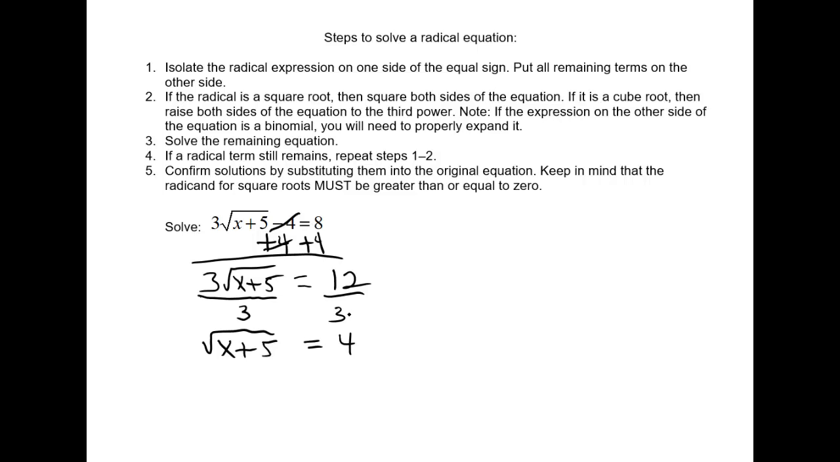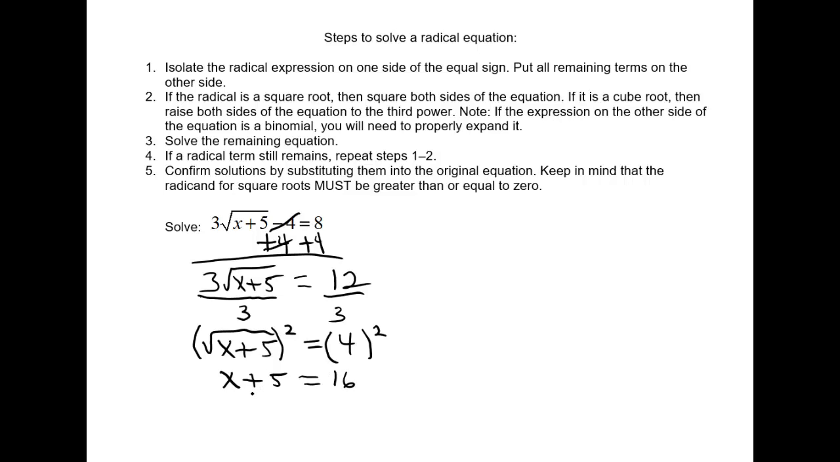Step 2, if the radical is a square root, then we're going to square both sides. So now, since we're dealing with the square root of x plus 5, we square both sides. So that gives us the square root of x plus 5 squared equaling 4 squared. So the square root of x plus 5 squared is simply x plus 5. And 4 squared is 16.